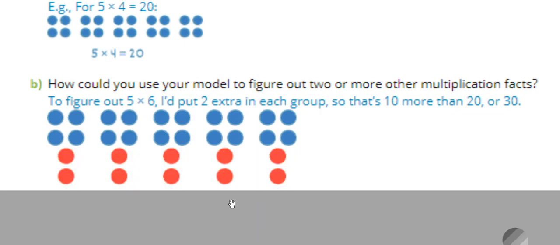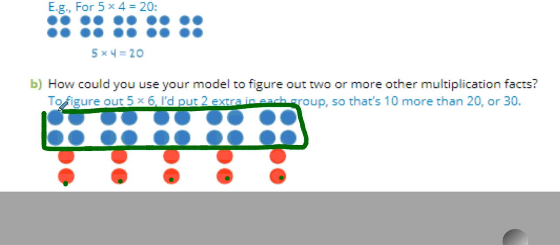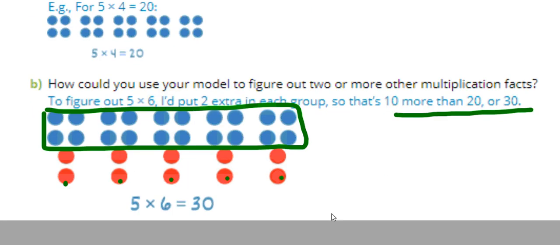Okay, so here's an example one person did. They said to figure out 5 times 6, I'd put 2 extra in each group. So that's what they did, right? They have 2, 4, 6, 8, 10 more, these red ones, all right? And then they said that's 10 more than 20. Remember, just the blue ones we know are 20. And then if they're adding 2 more to make 5 groups of 6, that's 10 more counters added on. So 10 more than 20 is 30. All right, so 5 times 6 is 30.